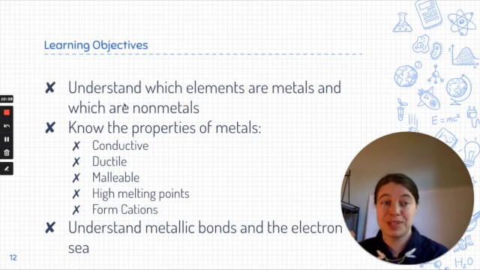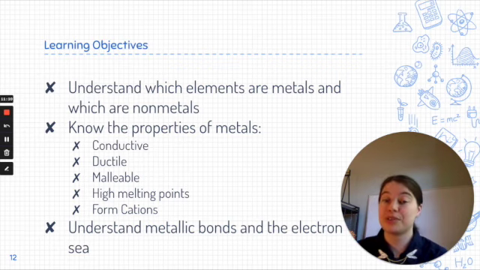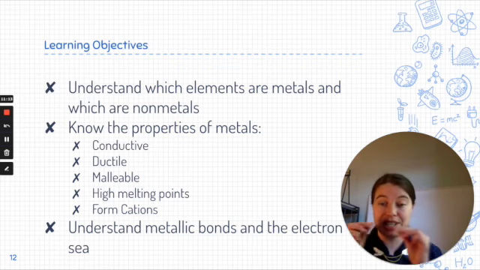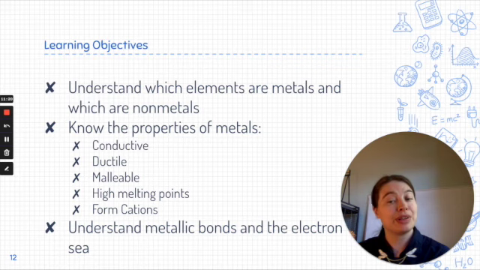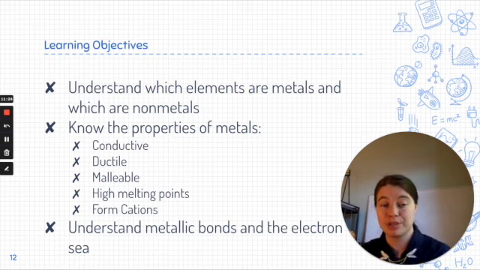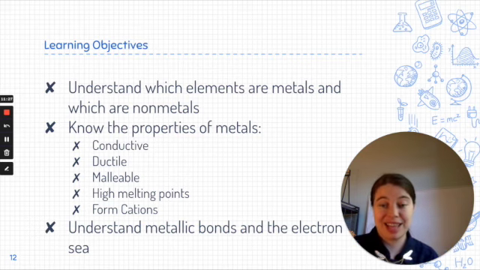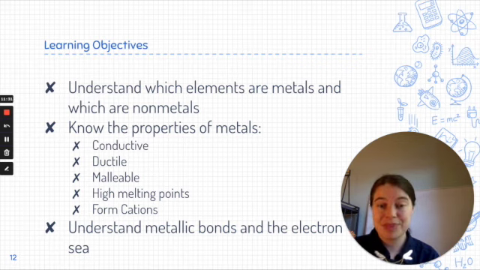All right, so today we learned about metals on the periodic table and the fact that most of the periodic table is actually made of metals. We learned that metals are conductive. They conduct electricity and heat. We learned that they are ductile. They can be drawn into wires. We learned that they are malleable, which means you can hammer them out into sheets. They bend instead of breaking. We learned they tend to have high melting points and are usually solid at room temperature. And they usually form cations. And lastly, we talked a little bit about this concept of metallic bonds and the electron sea.